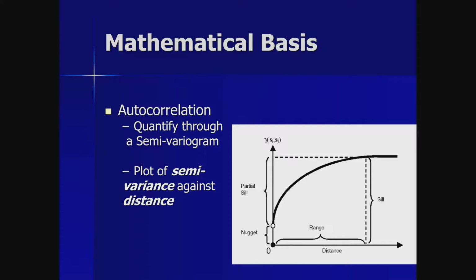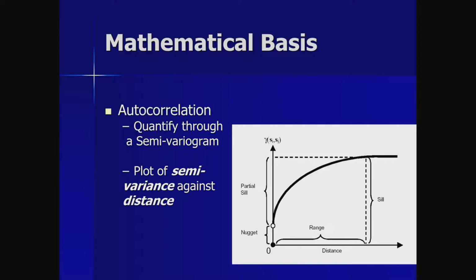The nugget usually corresponds to how close your closest points are, because you can't measure semivariance closer than you have measured values to each other. That's the nugget here. But anyway, the sill is from here to here. It's the semivariance value which indicates that there's a plateau. The range is this distance.